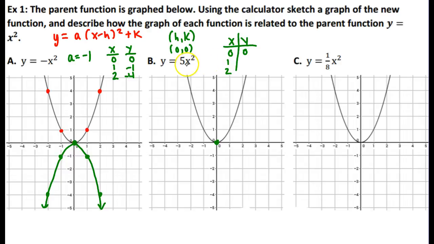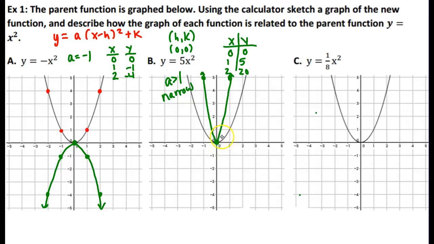When I put in 1, 1 times 1 is 1, multiplied with 5. So 1, 5 is a point on this graph. When I put in 2, 2 times 2 is 4, 4 times 5 is 20. Our graph doesn't go all the way up to 20, it would be somewhere up here. However, the graph is symmetrical, so negative 1, positive 5 would also be a point. So this graph actually got narrower because a was greater than 1, so that's why it is narrower.